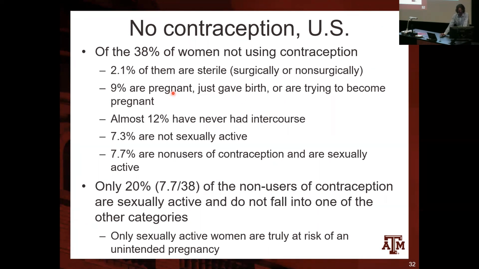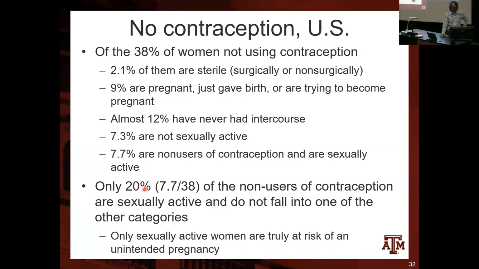Well, that's exactly what I just said now. Of the 38% of women not using contraception, 2.1% are sterile, 9% are pregnant or just gave birth, almost 12% have never had intercourse, 7.3% are not sexually active, and then 7.7%, around 8%, are known users of contraception, are sexually active, and do not want to be pregnant.